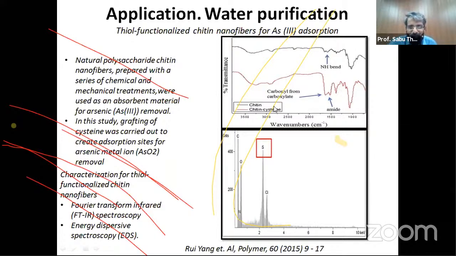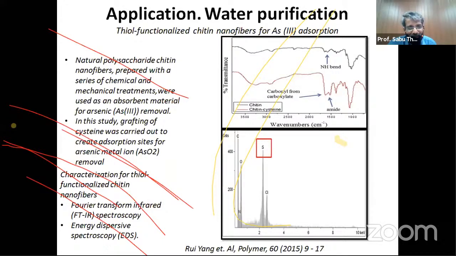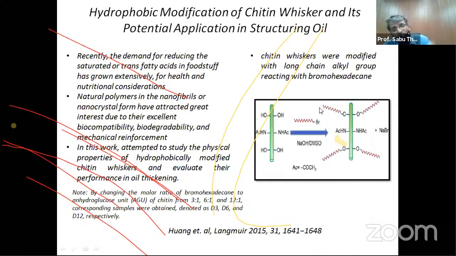And if you do that, this is neat chitin, and this is chitin with cysteine modification. If you do such modification, you can tag metals and remove arsenic. Arsenic is a contaminant for water. So you can remove arsenic with such material. Look, Professor Yang made beautiful filters for removal of arsenic. Similarly, you can modify nanochitin. This is the structure of chitin.